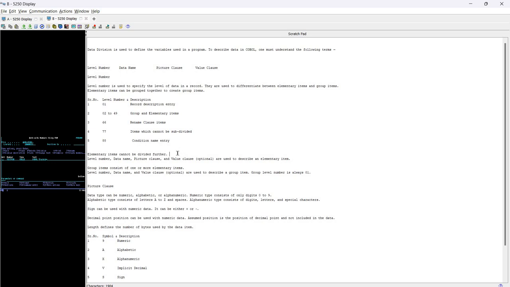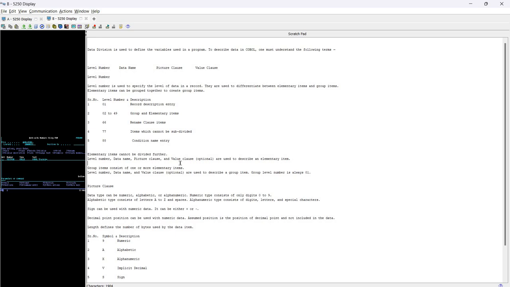If in an interview someone asks you to differentiate between elementary item and group item, then you can simply say that an elementary item is an item that cannot be divided further. It is composed of four things: level number, data name, picture clause, and value clause. And here, value clause is optional.